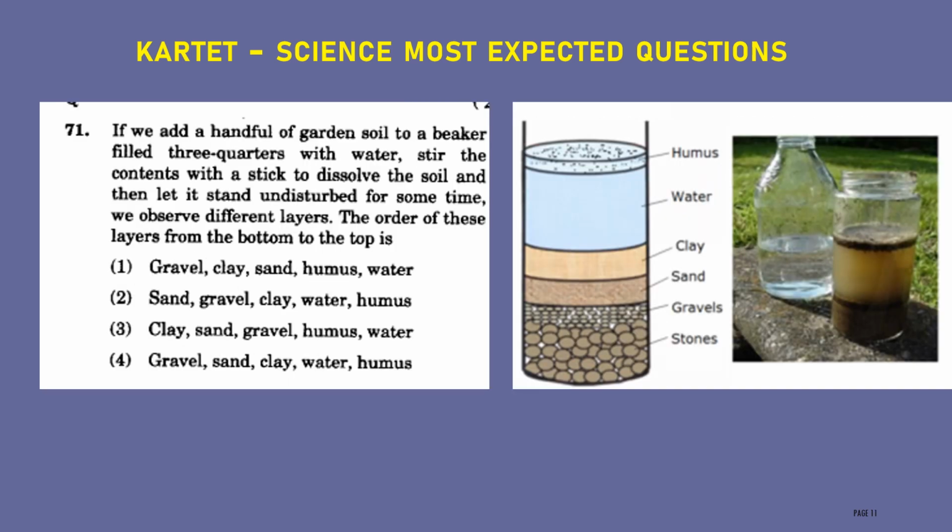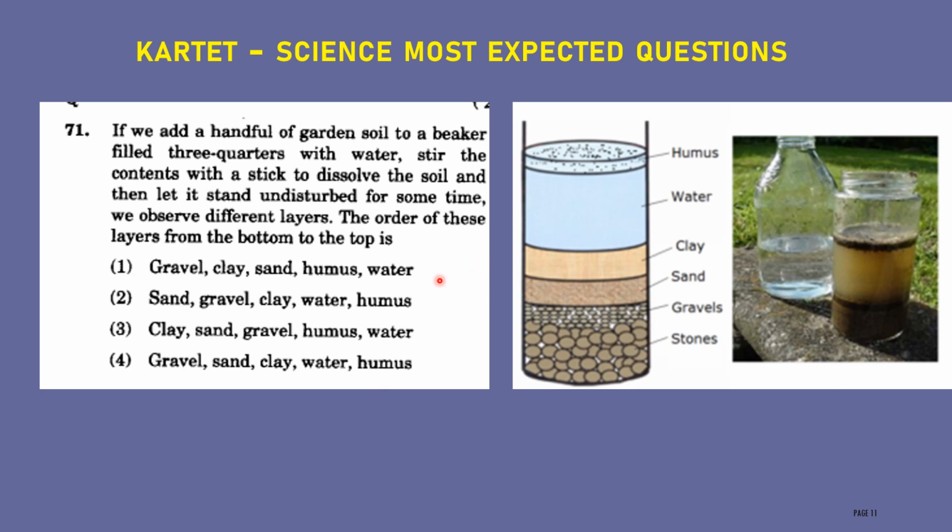Next question. If we add a handful of garden soil to a beaker filled 3/4 with water, stir the content with a stick to dissolve the soil and then let it stand undisturbed for some time, we observe different layers. The order of these layers from the bottom to the top is: option 1 gravel, clay, sand, humus, water; option 2 sand, gravel, clay, water, humus; option 3 clay, sand, gravel, humus, water; option 4 gravel, sand, clay, water, humus.